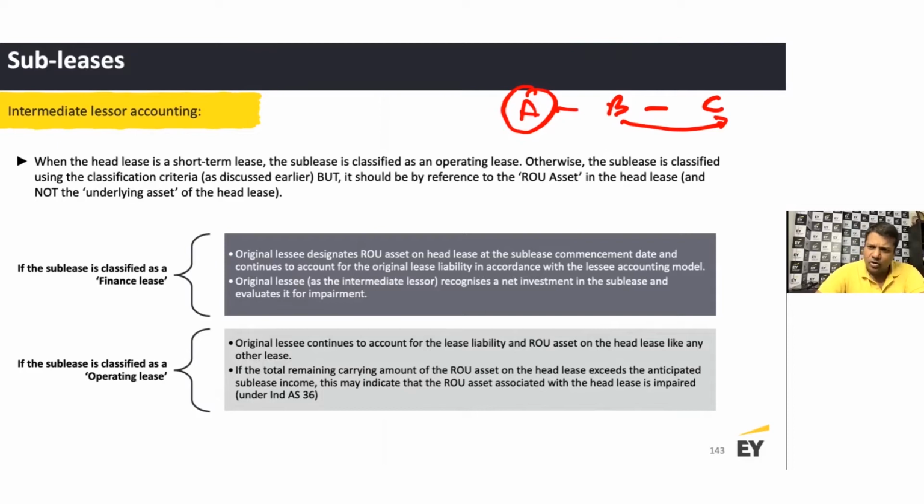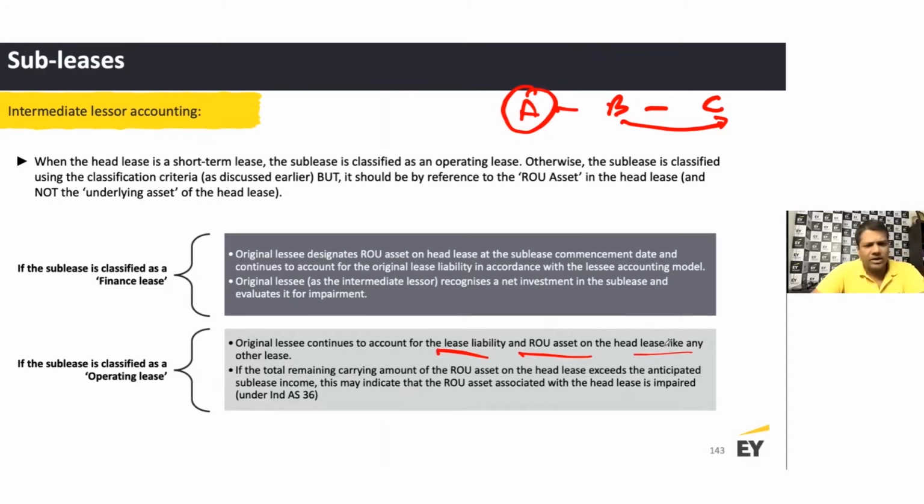Now, if it is an operating lease, then essentially nothing changes. You continue with your ROU asset and your lease liability, and you record the sublease income on an ongoing basis. The original lessee continues to account for the lease liability and the ROU asset on the head lease like any other lease.